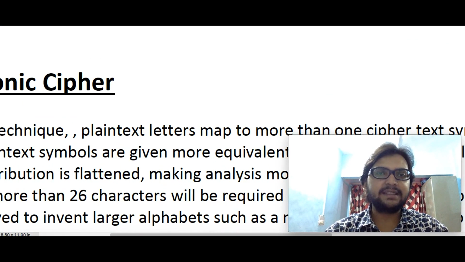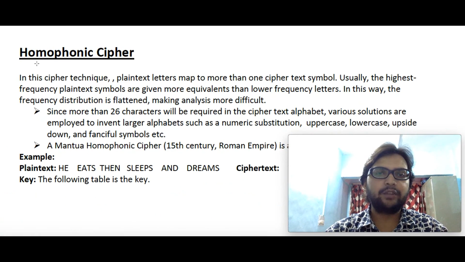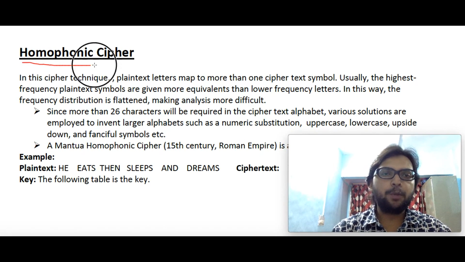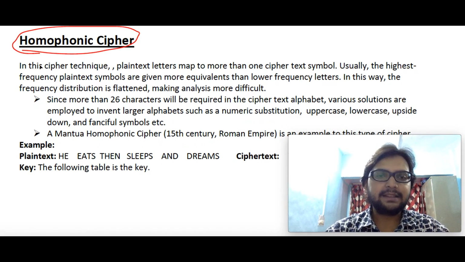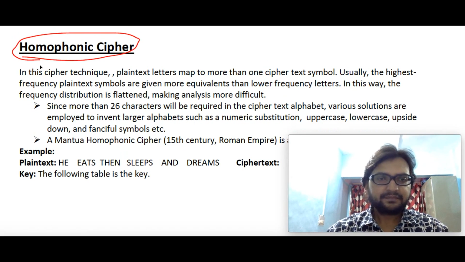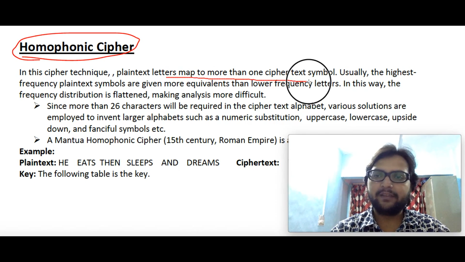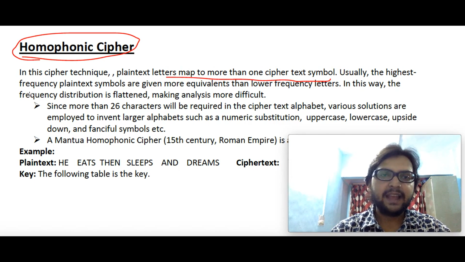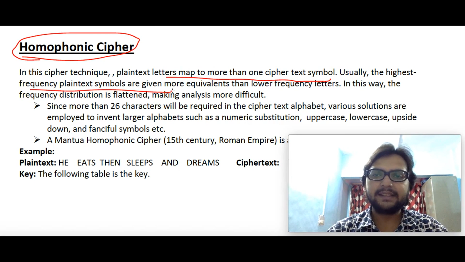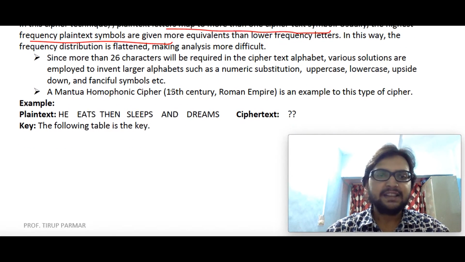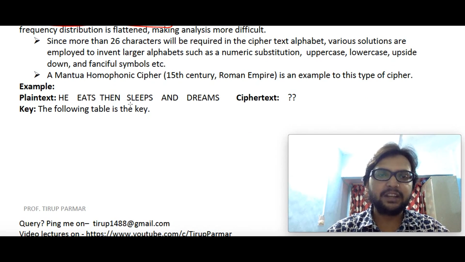The next algorithm we are going to start is the homophonic cipher. So what is the homophonic cipher? Let's discuss one by one. In this cipher technique, a plain text letter maps to more than one ciphertext symbol. Usually the highest frequency plain text symbols are given more equivalents than low frequency letters. So let's discuss this particular algorithm.